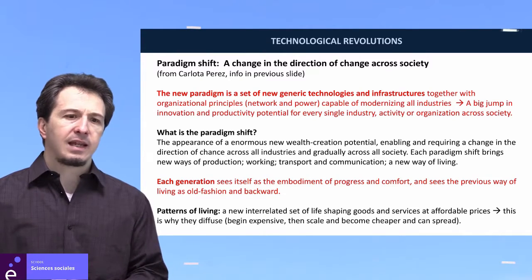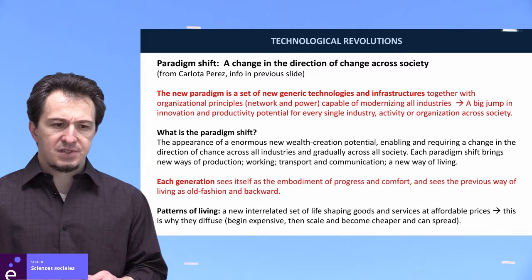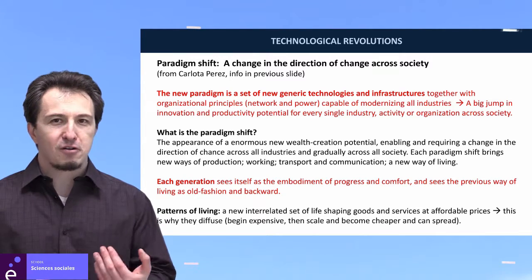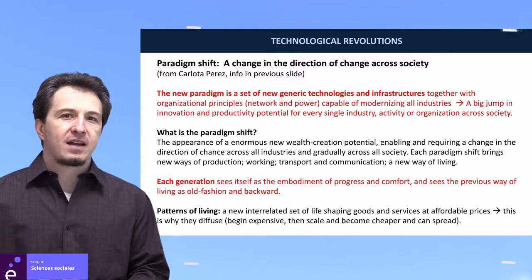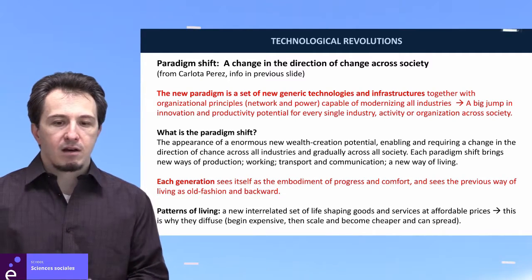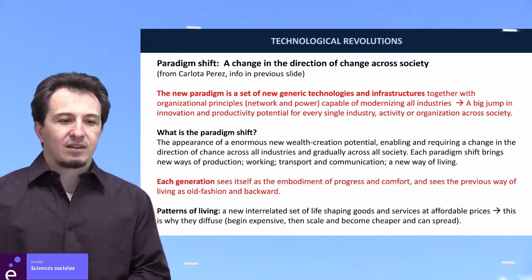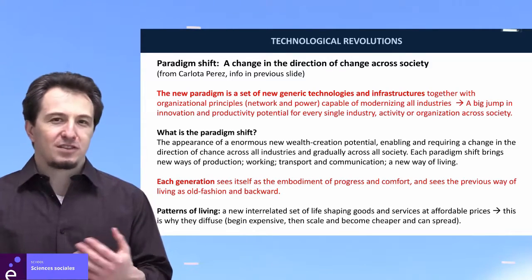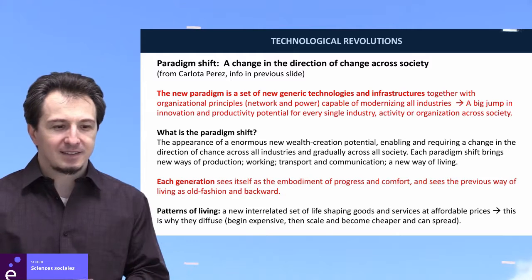And at the human level, what happens is that each generation that comes along with these changes sees itself as an embodiment of progress and comfort compared to the previous old-fashioned and backward generation. It's always like that.